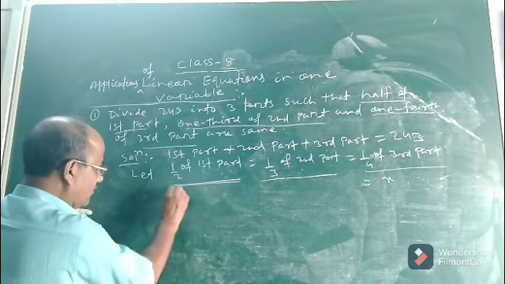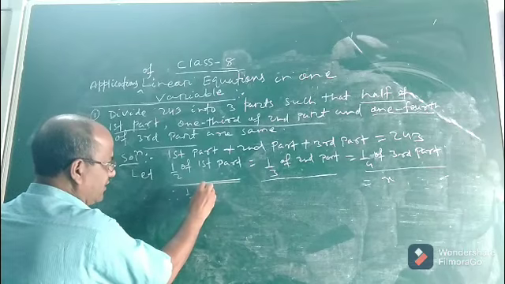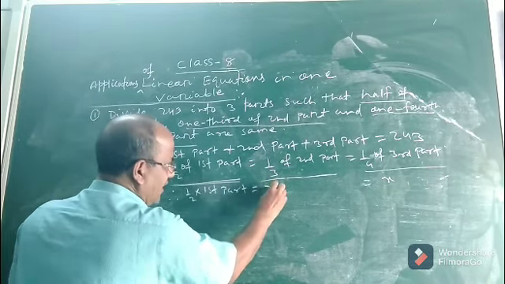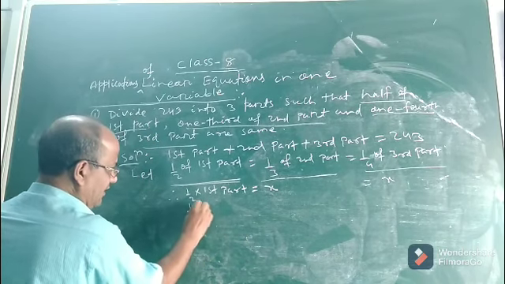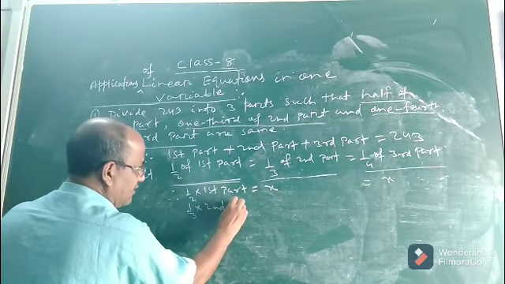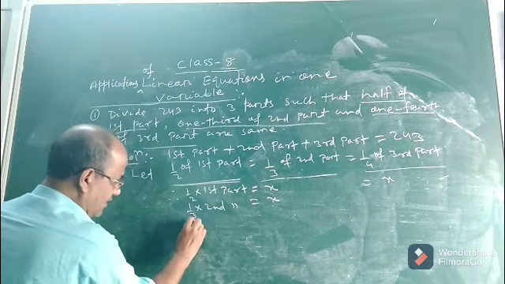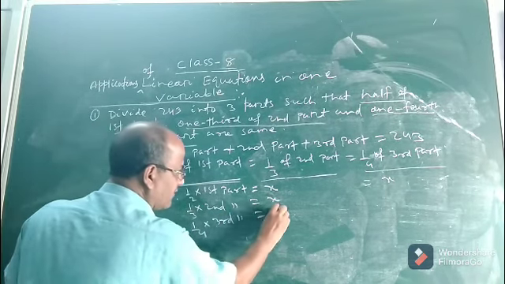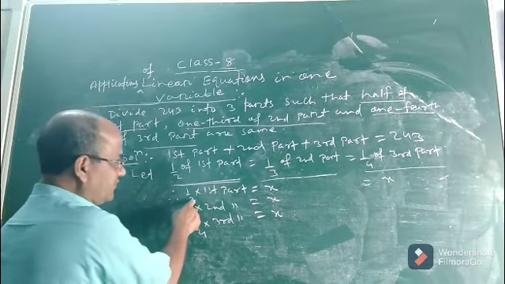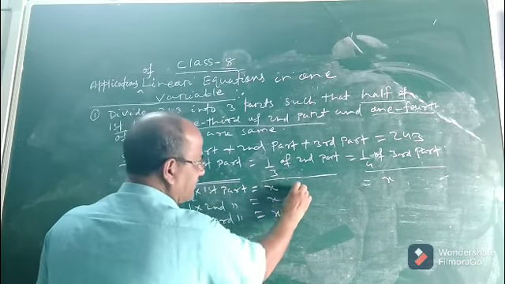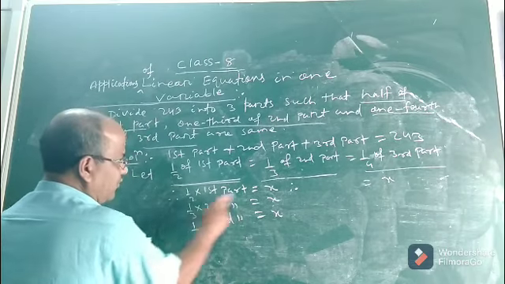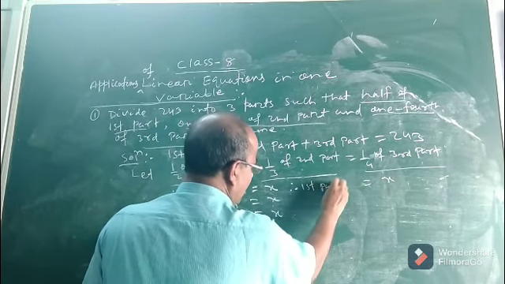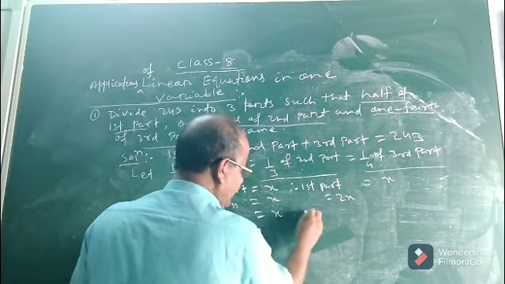See, therefore, half into first part equal to x, 1/3 into second part is also equal to x, and 1/4 into third part is also equal to x. Okay. Now, if half into first part is x, so what will be the first part? First part will be 2x, you see. Therefore, first part equal to 2x.